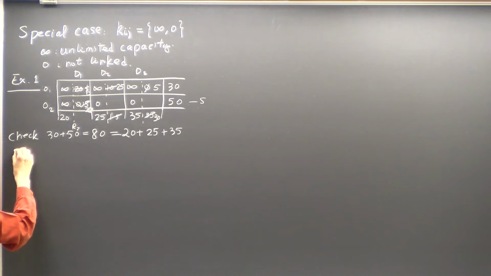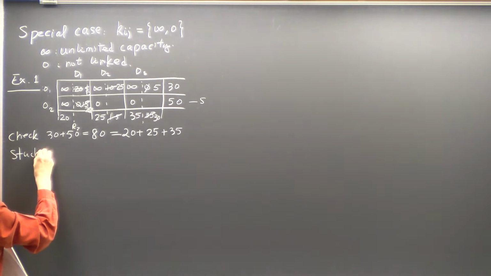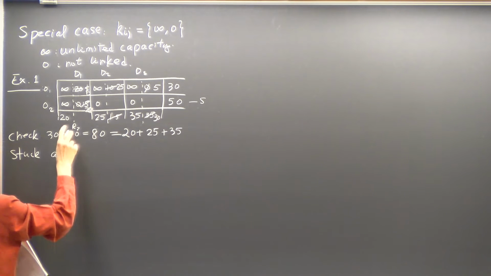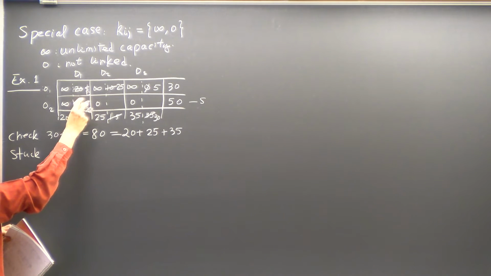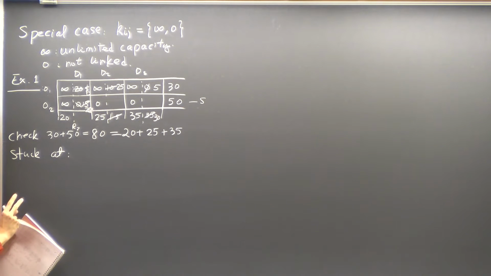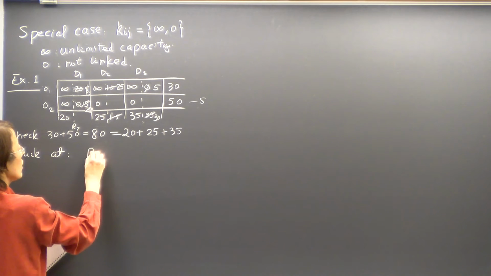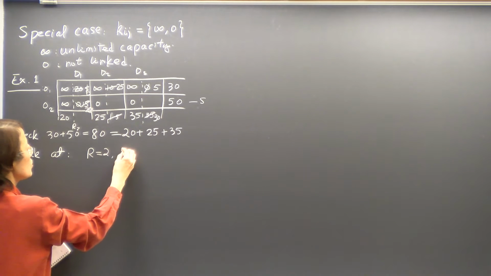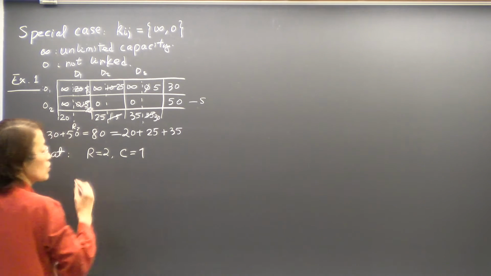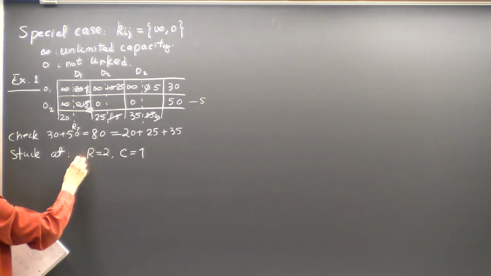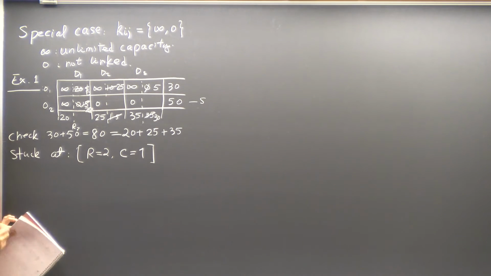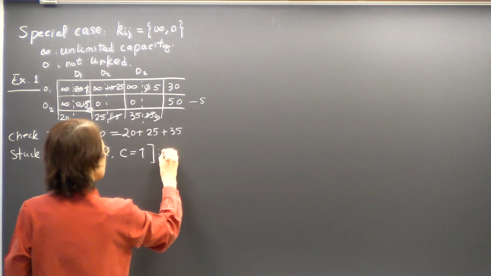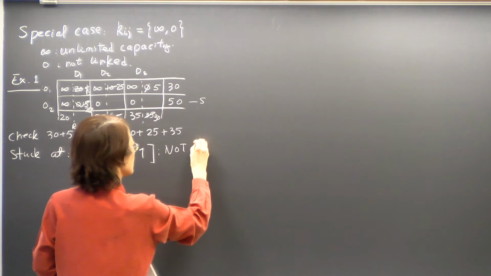So let's write it out. So I'm stuck. Where am I stuck? I'm stuck at this cell. If I want to ship more here, it doesn't allow me. Okay, so stuck at row equals 2, column equals 1. So this is the location where you get stuck. This information is important in the next algorithm, right? So then you conclude it's not feasible.